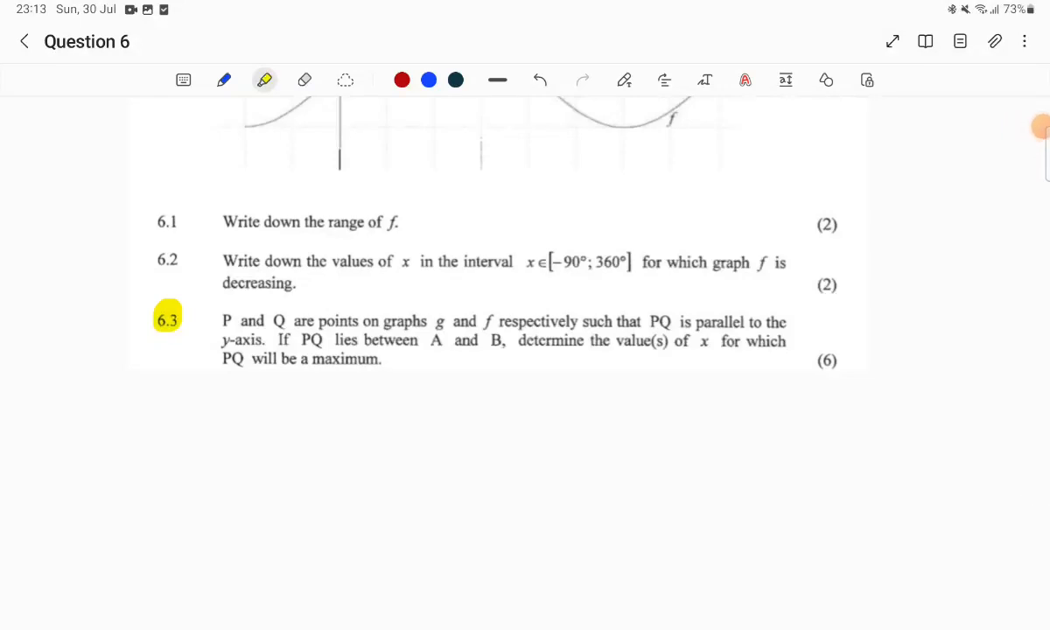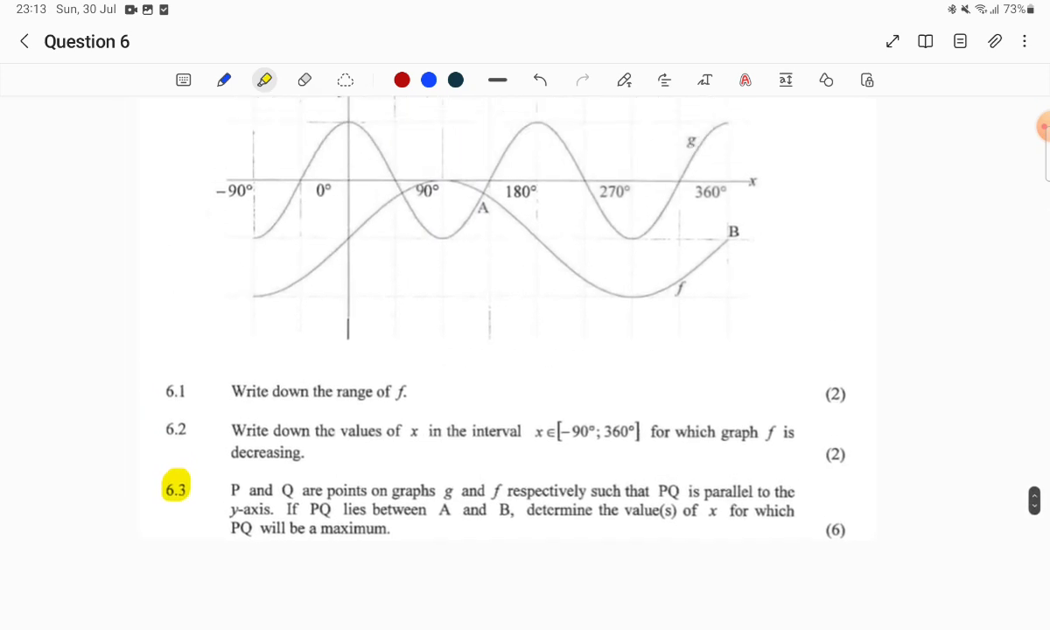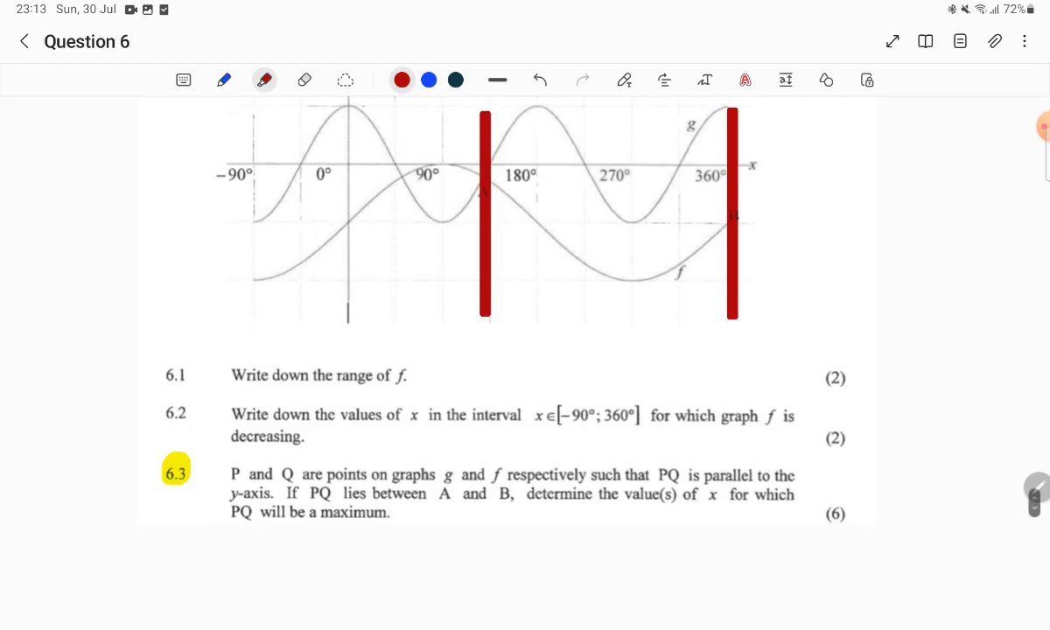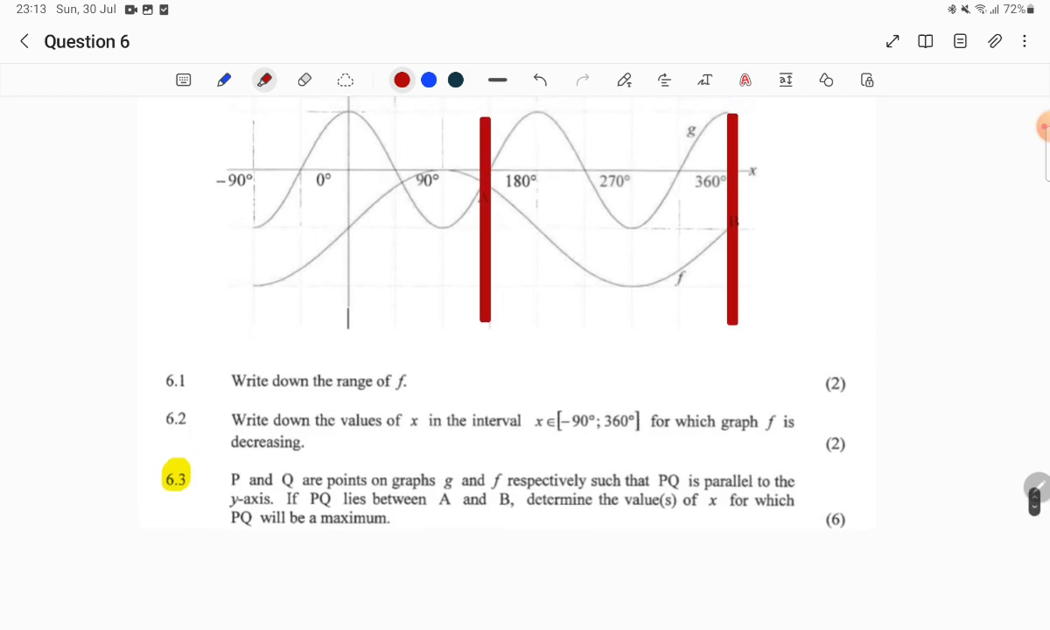6.3, P and Q are points on graphs G and F respectively such that PQ is parallel to the y-axis. If PQ lies between A and B, that's somewhere in between these points here, determine the values of x for which PQ will be a maximum.